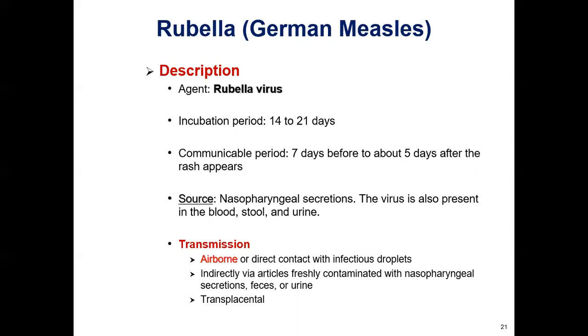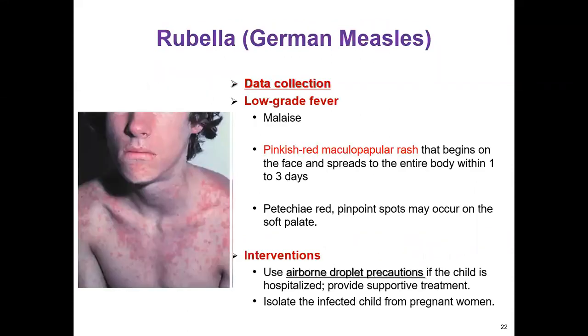Transmission occurs by direct contact or droplet, usually nasopharyngeal secretion. The virus is also present in blood, stool, or urine. So transmission is by droplet or direct contact. The key symptom of rubella is a red rash. You see this picture: a red rash that starts on the face and then spreads to the rest of the body and can lead to birth defects in pediatric patients.